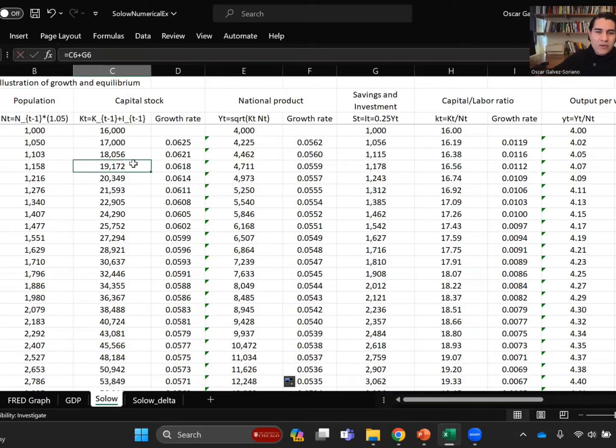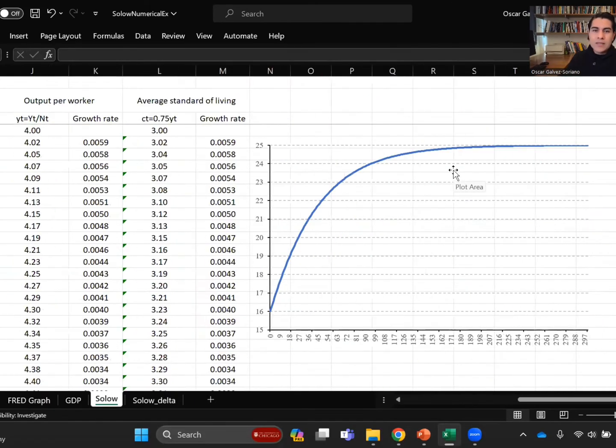So you just pull down the formula, you will have all the information that you need, right? So there's not much to say about it. The only thing that I want to show you is the graph for capital labor ratio that I produced with this simple example without savings, without the depreciation rate. This is how it looks like. And basically, it's what I show in class.